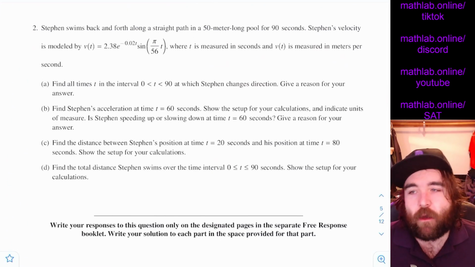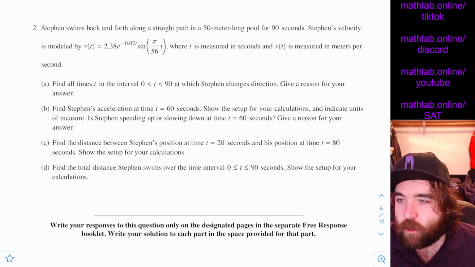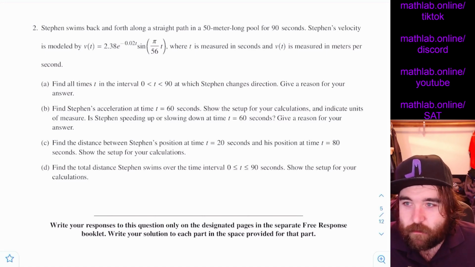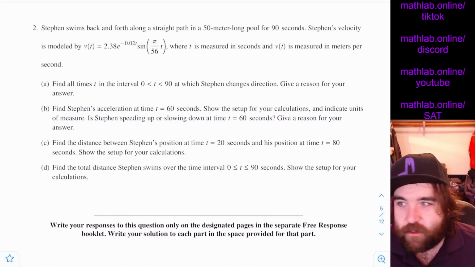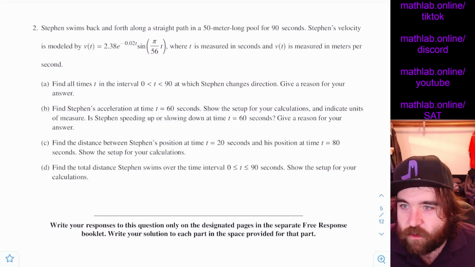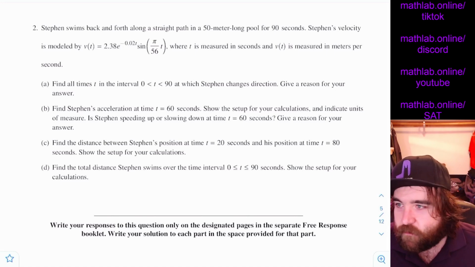Steven's swimming. Oh, but it's in a 50-meter pool. Along a straight path in a 50-meter pool for 90 seconds. How did he do that? It just took him that long? Steven's velocity is modeled by the velocity, yada yada, where t is measured in seconds and v of t is measured in meters per second. Find all the times in 0 to 90 where Steven changes directions. Find a reason for your answer.